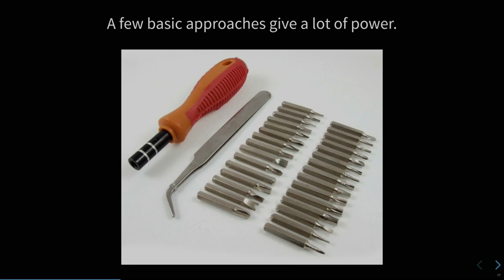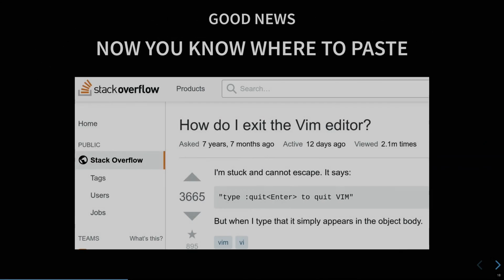So two secrets, one's good news, one's bad news. The good news is that now you know where to paste stuff. You know where to put files. So you can go on the internet and look for random stuff and know where to paste it. So Stack Overflow, Stack Exchange, or anywhere else online. But yes, this is the same family of sites that's been helping developers exit Vim for years. This is an old screenshot.